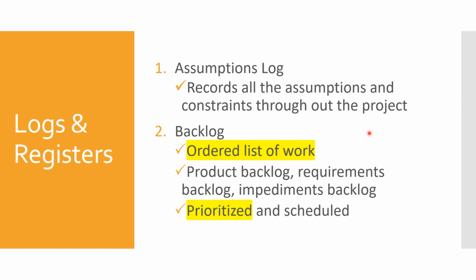The second item is the backlog. The backlog is an ordered list of work, right? What does that mean? It means the list of work items is ranked by the person who is responsible for it. In Scrum, the product owner does it. It can be a product manager in different scenarios, or a project manager, whoever it is. The backlog has different forms like product backlog, requirements backlog, and improvements backlog. Essentially, all the backlogs are prioritized and scheduled for upcoming iterations. These are the qualities of the backlog.